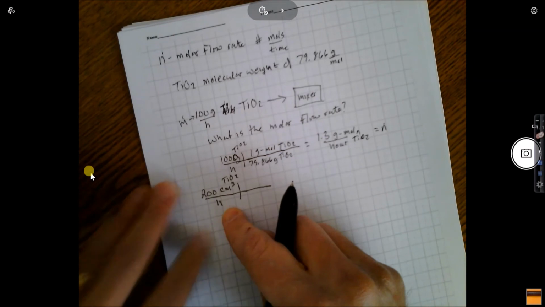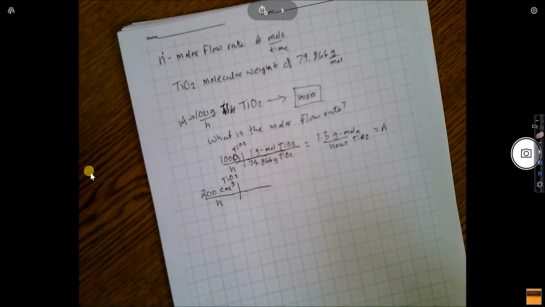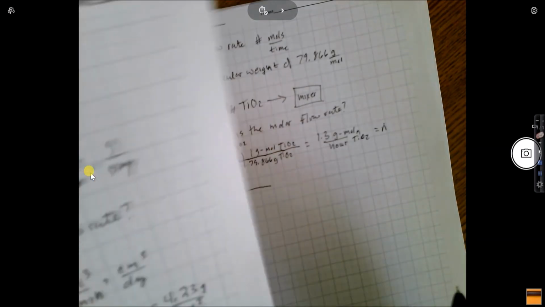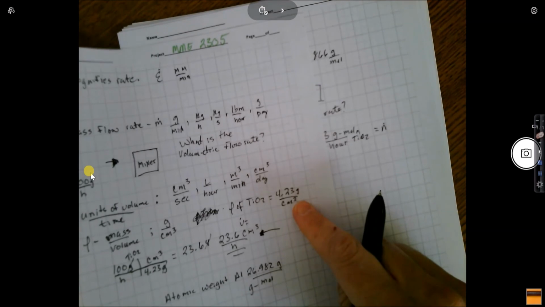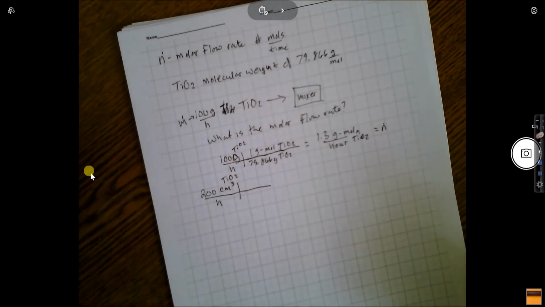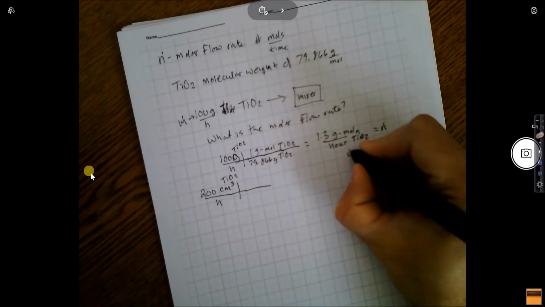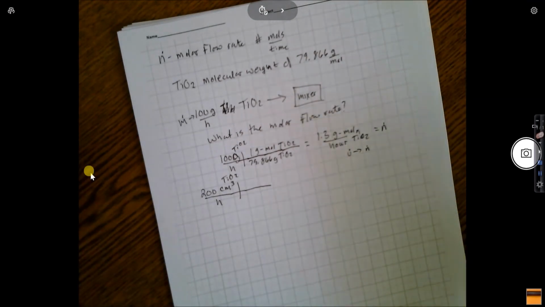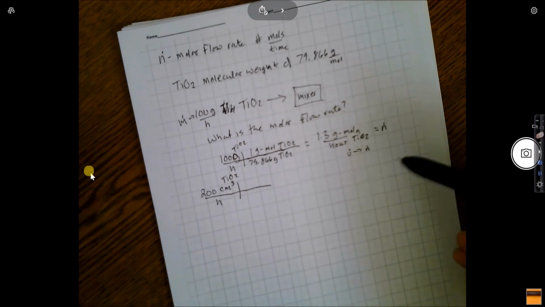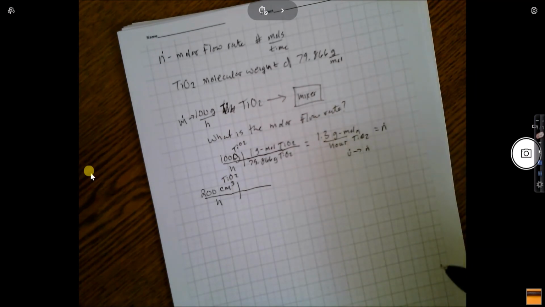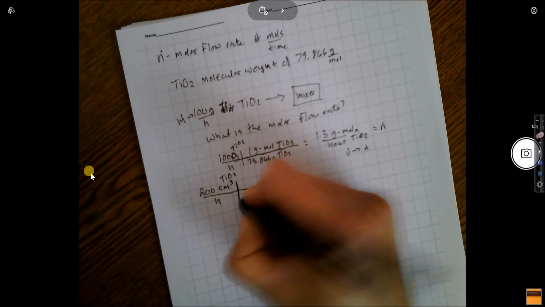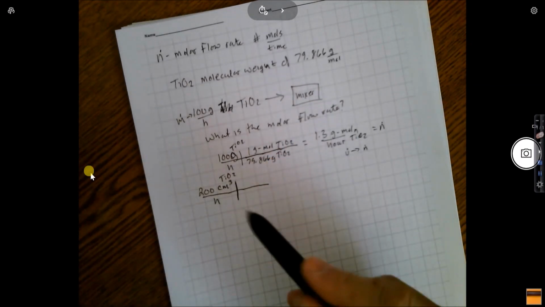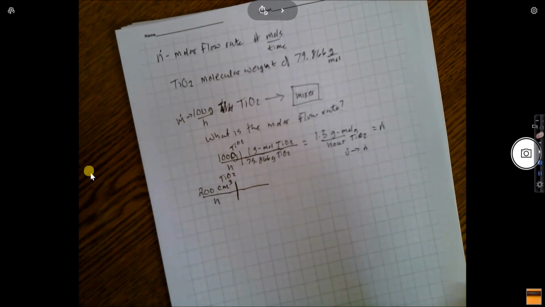Okay, so we said in our mass flow rate problem that the density of TiO2 was 4.23 grams per centimeter cubed. And so we're trying to get from a volumetric flow rate to a molar flow rate, so from volume per time to moles per time. There's one in-between step we have to make. So first we have to go from volume to mass, and then from mass to moles.